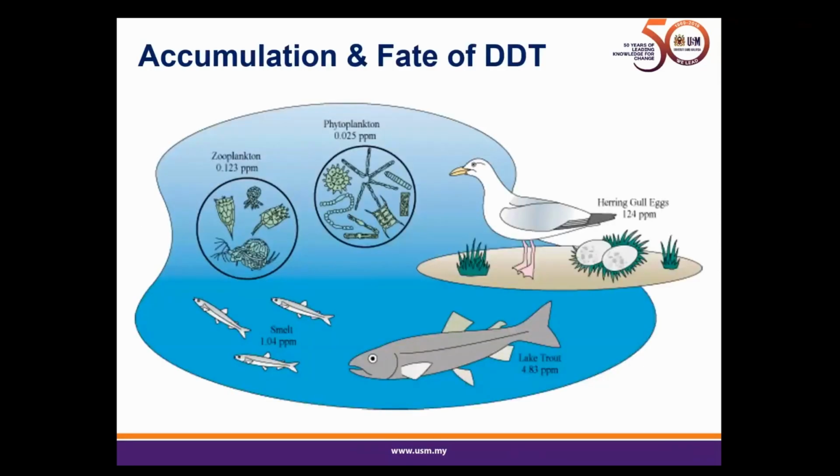This figure shows how the DDT can bioaccumulate and then biomagnify in the food chain. For example, we have phytoplankton, the DDT attached on the phytoplankton. And then a slightly bigger organism than phytoplankton, for example, zooplankton, can have an increase in the concentration of DDT.